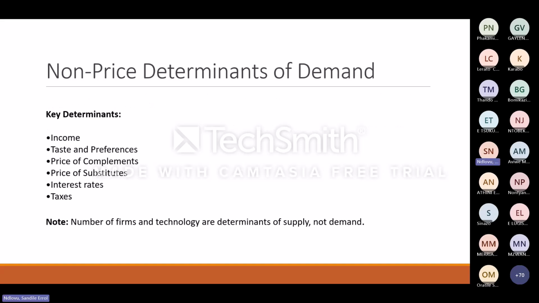Just to repeat, the non-price determinants of demand would be your income, because the more income you have, the more buying power you have, so you can buy a new car, a new house. So income influences your quantity demanded, and price as well. But then just to explain the effect of a price increase on demand.